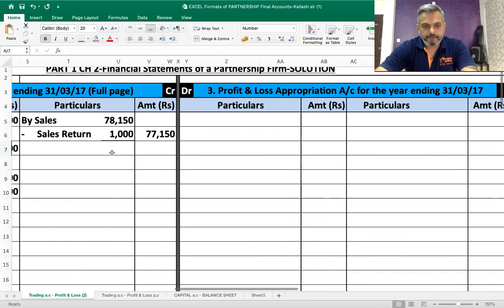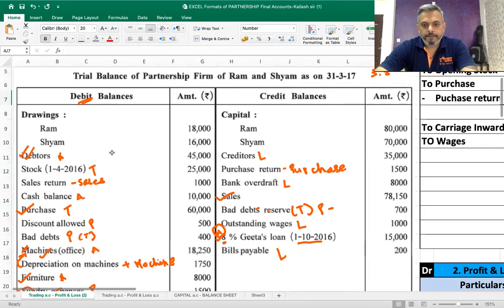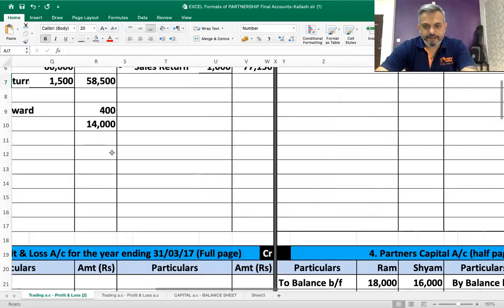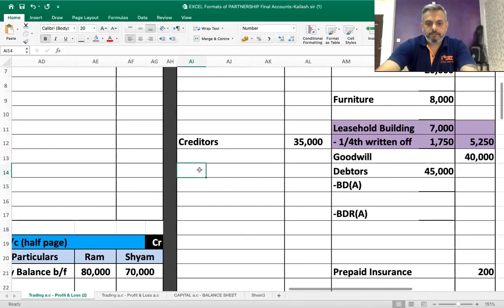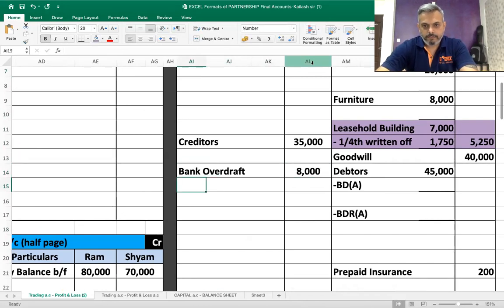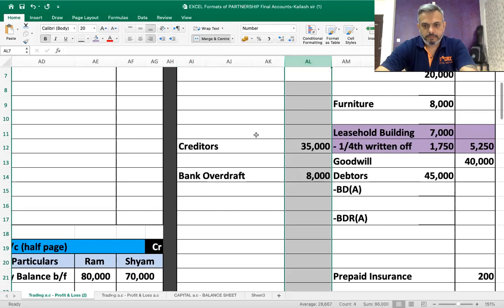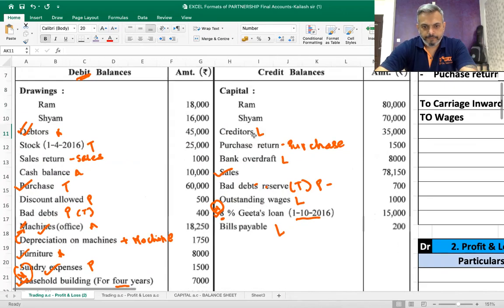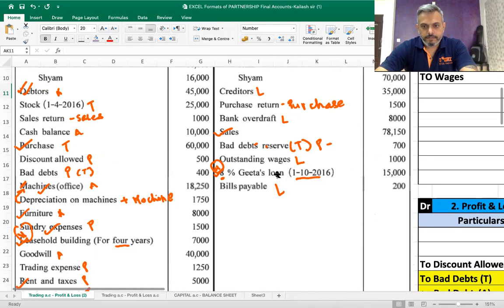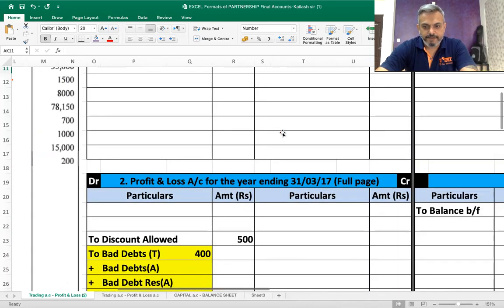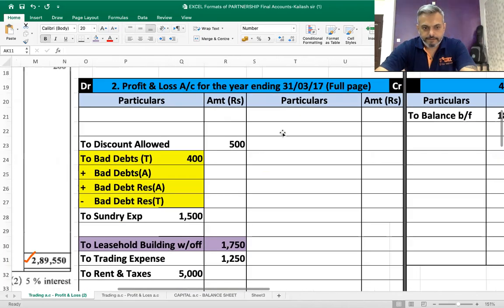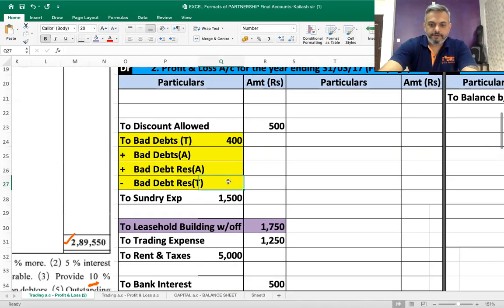Then next one. Purchase return already done. Bank overdraft 8,000. Then sales already done. Bad debt reserve as per trial balance 700.